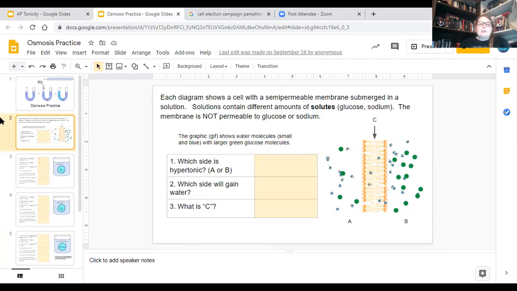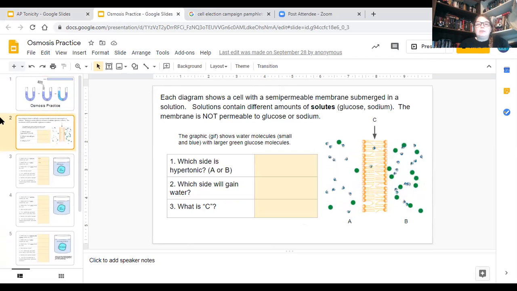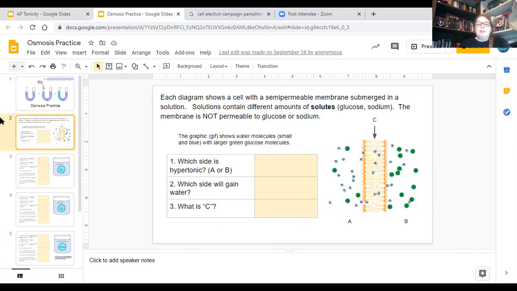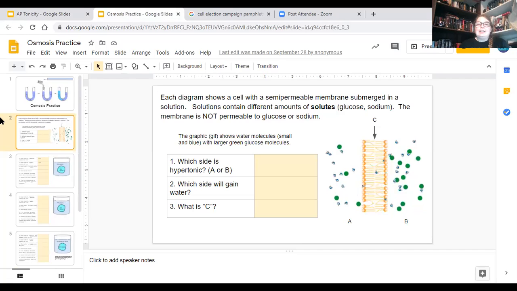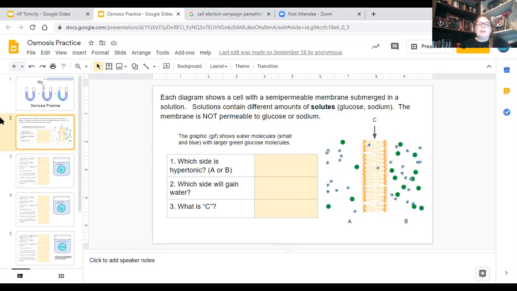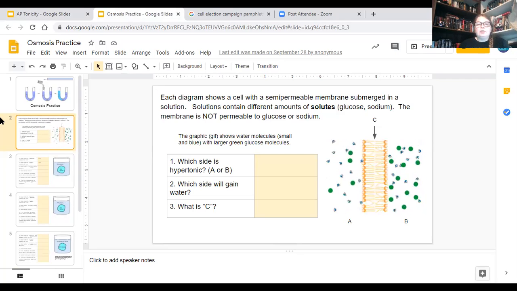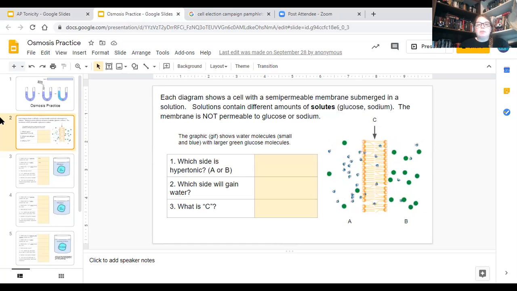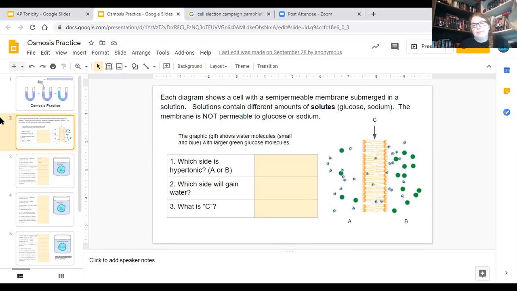Okay, so we got this cool little animated picture here. The little molecules are water, and the big green ones are non-permeable, meaning they can't go through there, right? So that's what we were working with in our assignment. It says the graphic shows water molecules, small and blue, with larger green glucose molecules. So which side is hypertonic?